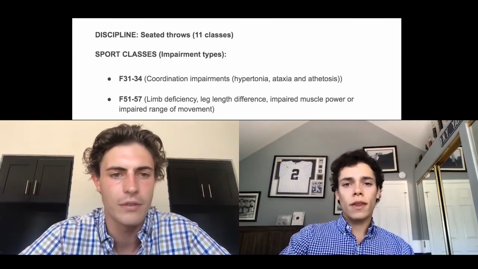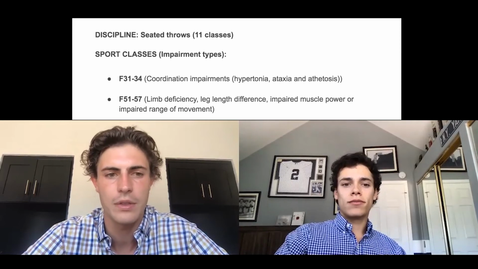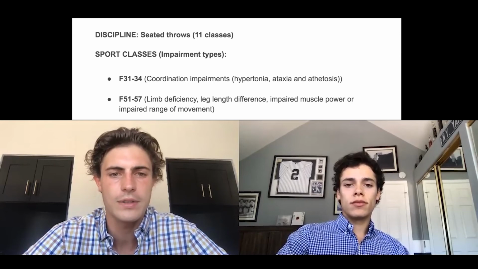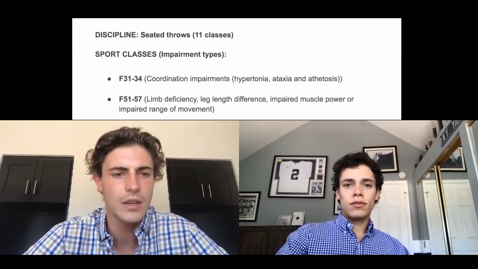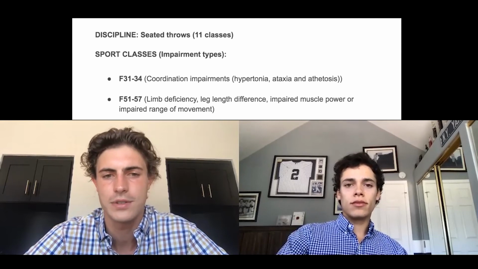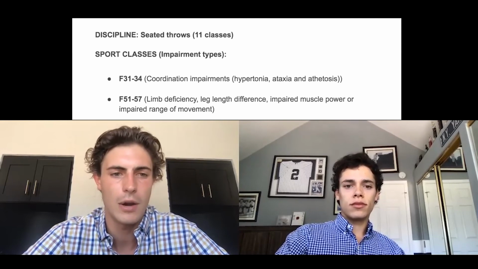Within the seated throwing events, there are also a range of classes found within the Paralympic Games. First, we have the F31 to F34 class for athletes with coordination impairment. And second, we have the F51 through F57 class for athletes with limb deficiencies, leg length differences, impaired muscle power, or impaired range of motion.